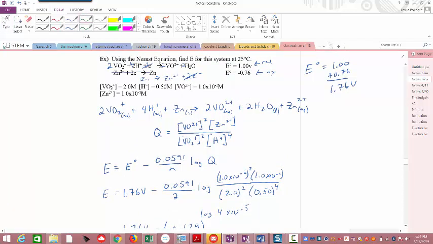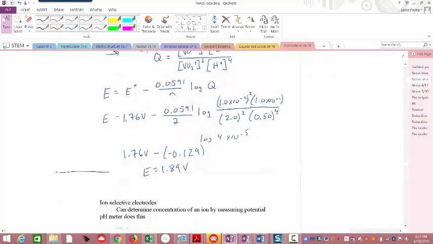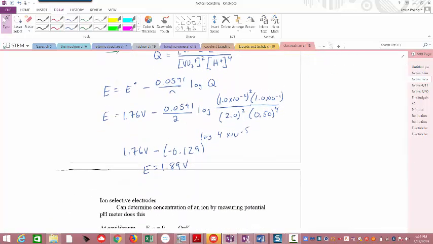Okay, so let's see if we could have predicted this using Le Chatelier's principle. Okay, this one is higher than standard, which would shift us to the right. This one is higher than standard, which would shift us to the right. This one is lower than standard, which would shift us to the right because that would be like removing something. And zinc is also lower than standard, which would shift us to the right. So yes, we would indeed be expecting a higher voltage.